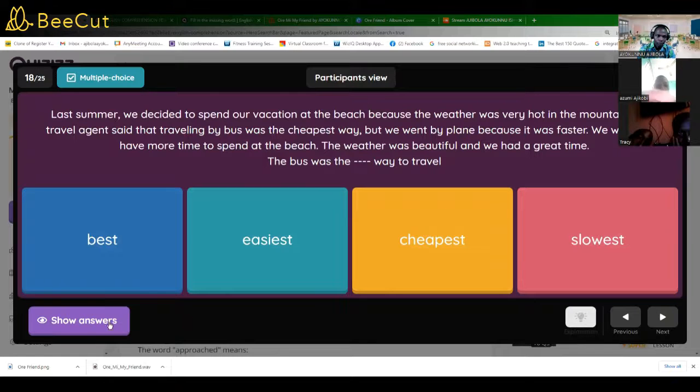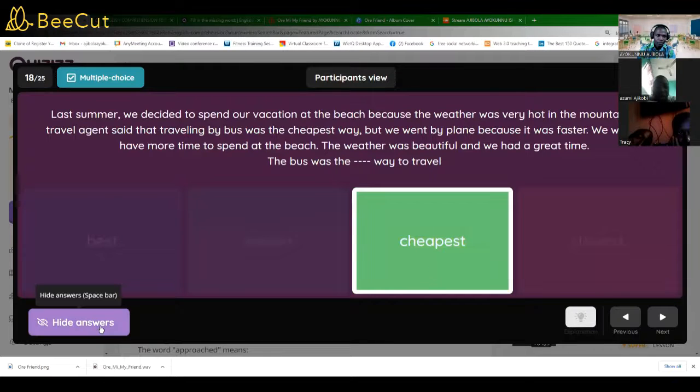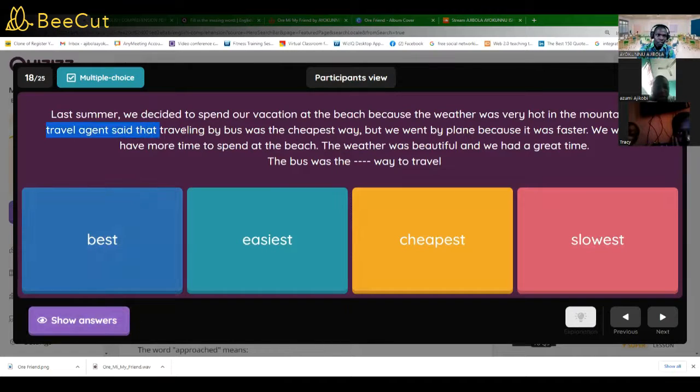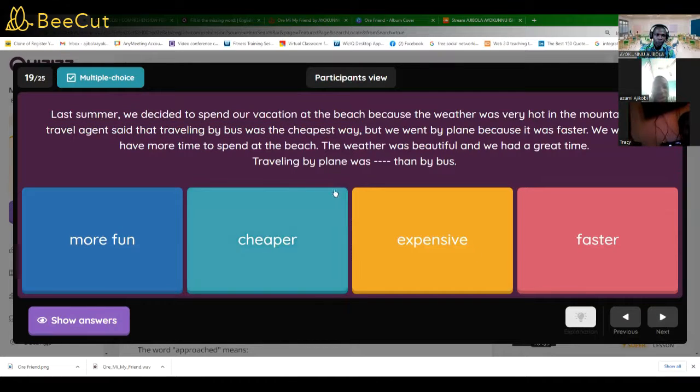Cheapest. Here is your answer. The travel agent said that traveling by bus was the cheapest way. Is that taken? Yes, sir. Okay. The next question goes to Tracy.